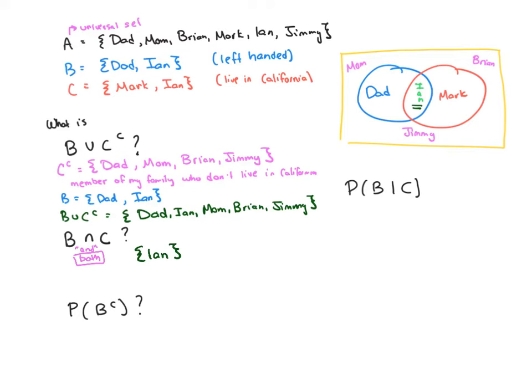Okay, the next question asks us to find the probability of B complement. Sorry, I'm going to go back for a second. I want to write out what this actually means. So the intersection of these two sets is the people in my family, because it comes from the overall universal set A, who do both B and C. So are left-handed and live in California.